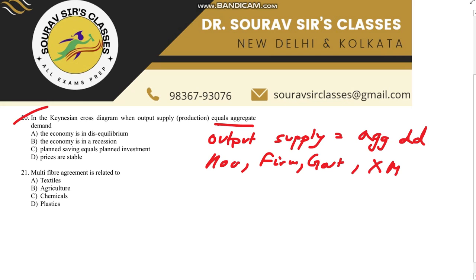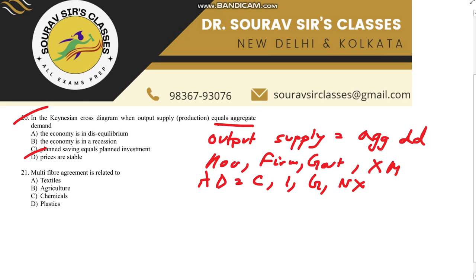So here we have aggregate demand which consists of C, I, G and net exports, and the output supply, that is the production, represents the total amount of goods and services produced by the economy. So when these two are equal, the economy is in equilibrium. So at this point planned saving will be equal to planned investment. So the option will be C, correct answer.